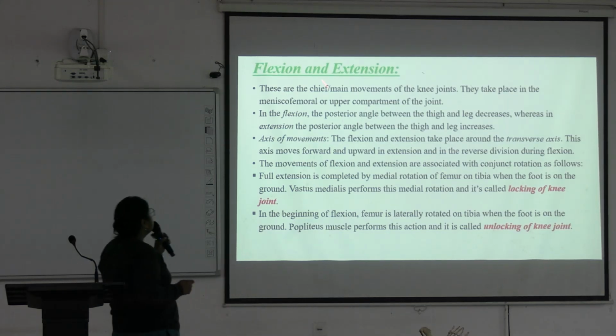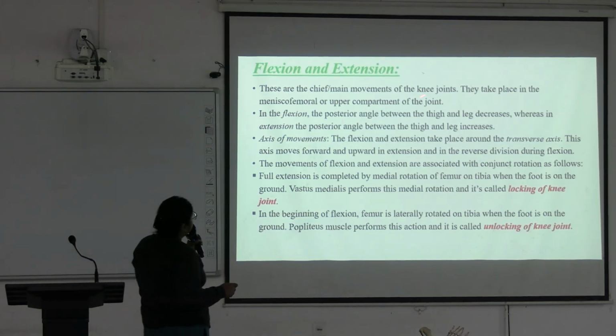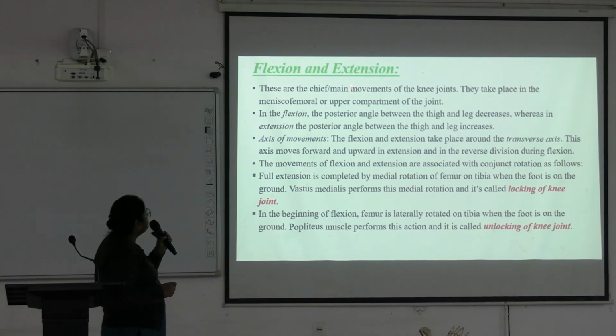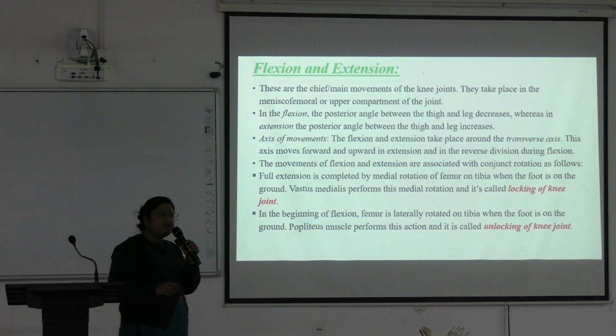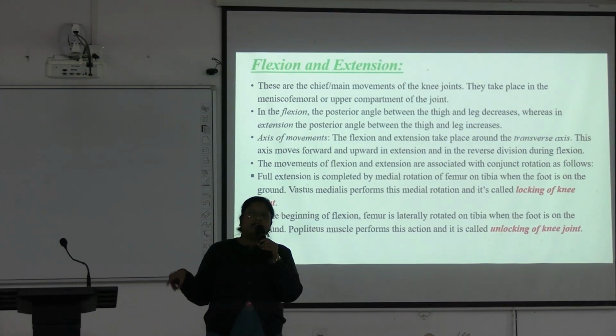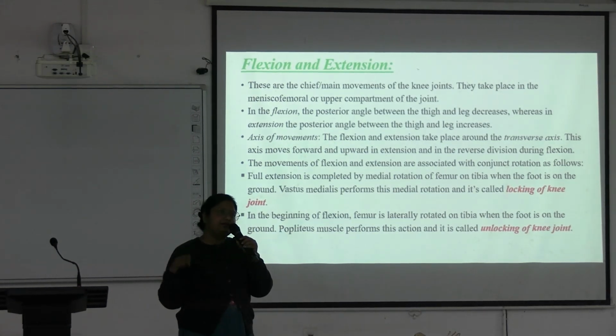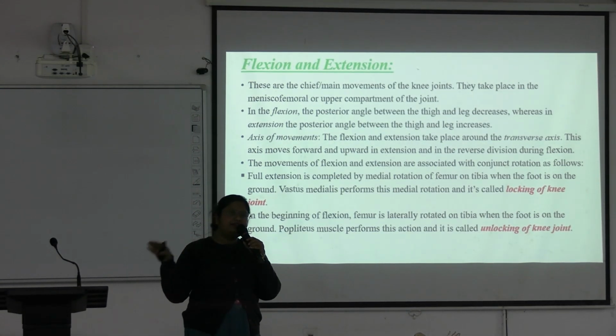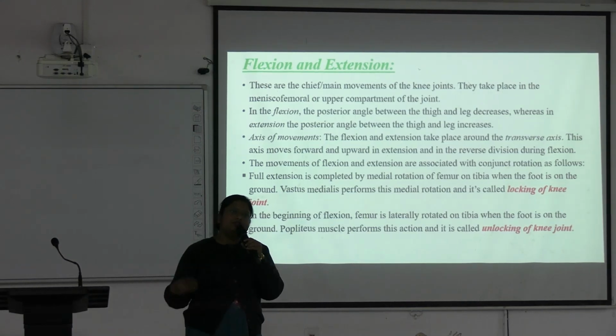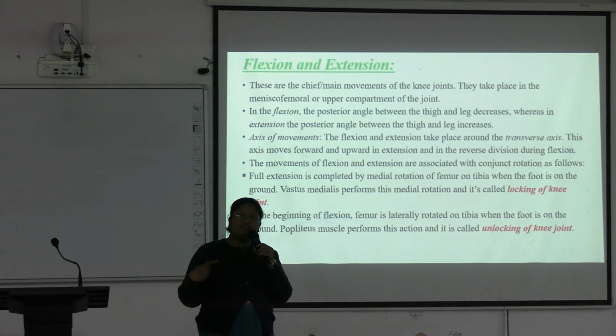These are the chief or main movements of the knee, and they take place in the meniscofemoral or upper compartment of the knee joint. The knee joint has C-shaped cartilage plates, known as menisci. These menisci divide the knee joint into the upper or meniscofemoral compartment and the lower or meniscotibial compartment. So flexion and extension occur in the meniscofemoral compartment, that is, the upper compartment. Okay, understood?